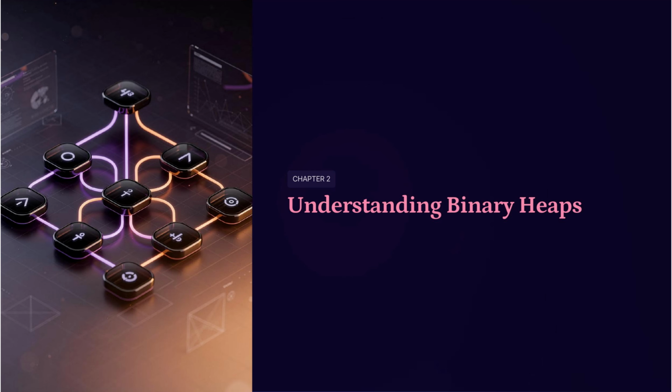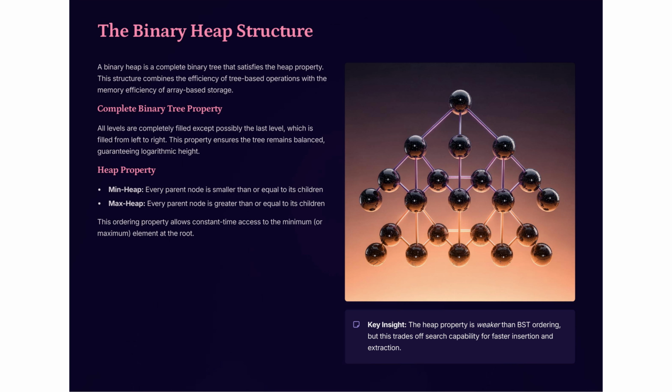They are stored as arrays, optimizing memory use. The complete binary tree property keeps the tree balanced, ensuring logarithmic height. In a min heap, each parent node is smaller than its children, allowing constant time access to the minimum element at the root. A binary heap is a complete binary tree ensuring all levels are filled except the last, maintaining balance and logarithmic height. It satisfies the heap property.